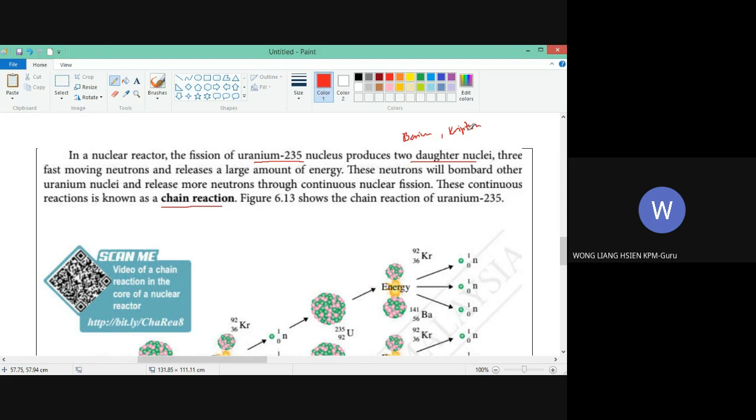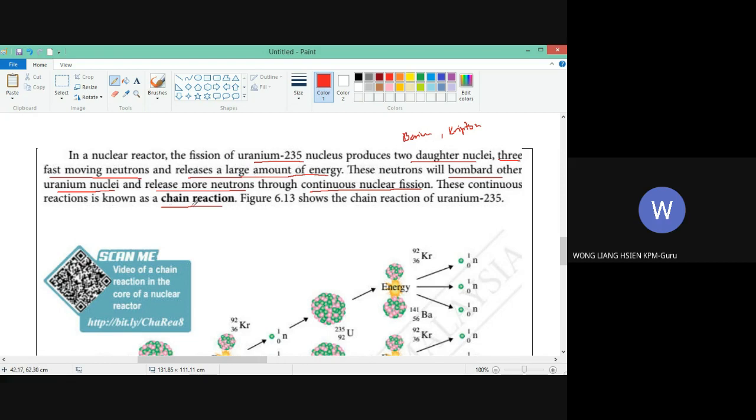Okay, so when the uranium-235 splits into daughter nuclides, 3 fast-moving neutrons are released and also a large amount of energy. Again, this large amount of energy is in the form of kinetic energy of the daughter nuclides and the fast-moving neutrons. Okay, so these neutrons will bombard other uranium nuclides and release more neutrons through continuous nuclear fission. So this continuous reaction is known as a chain reaction.